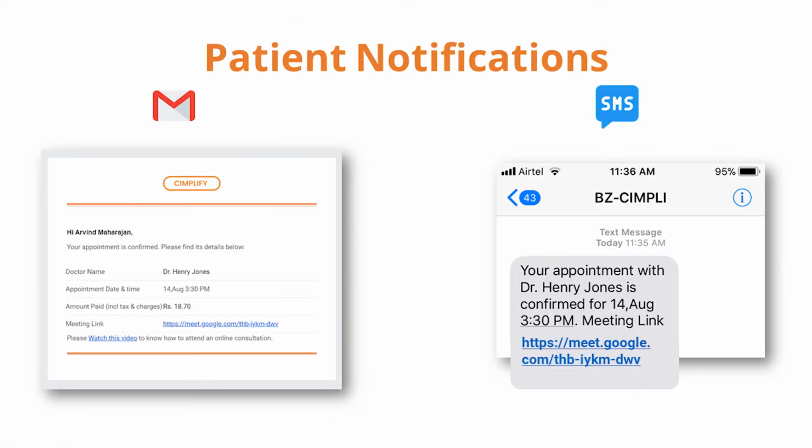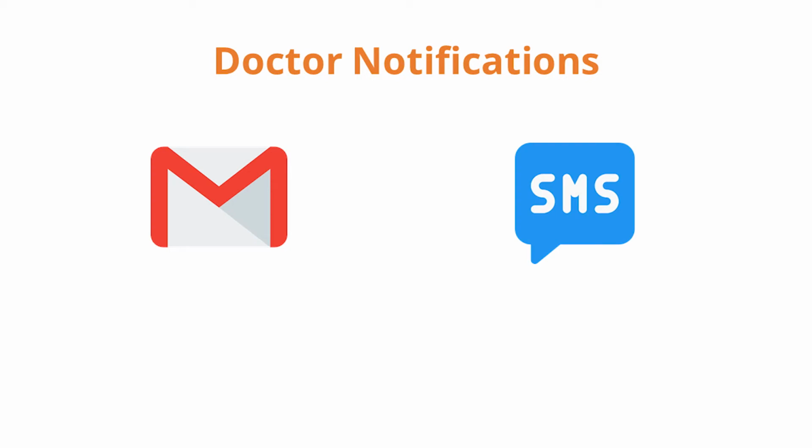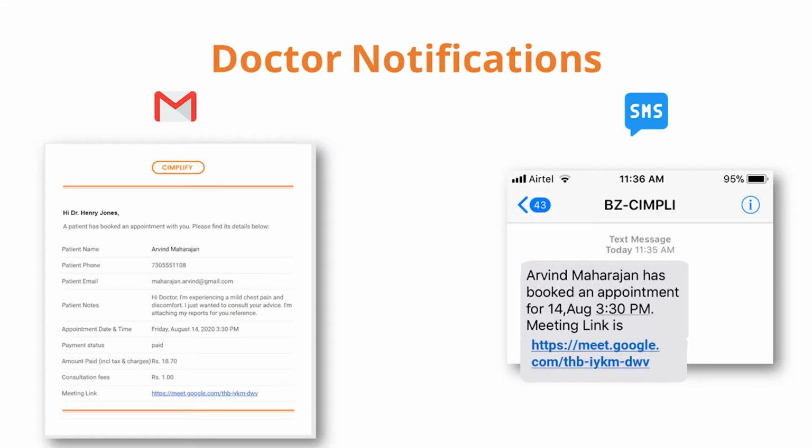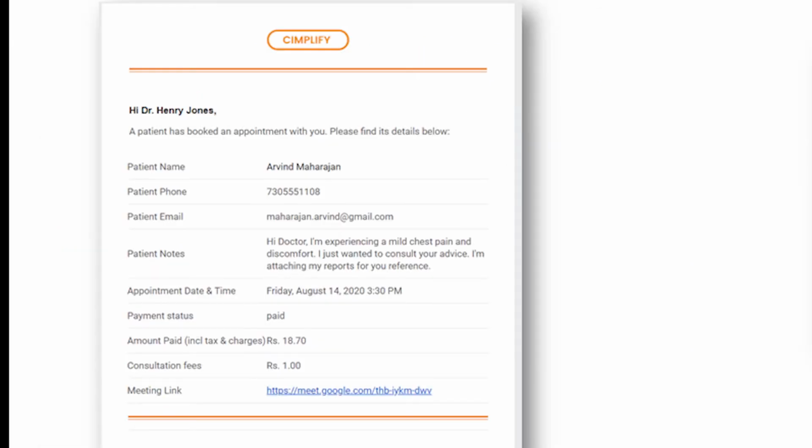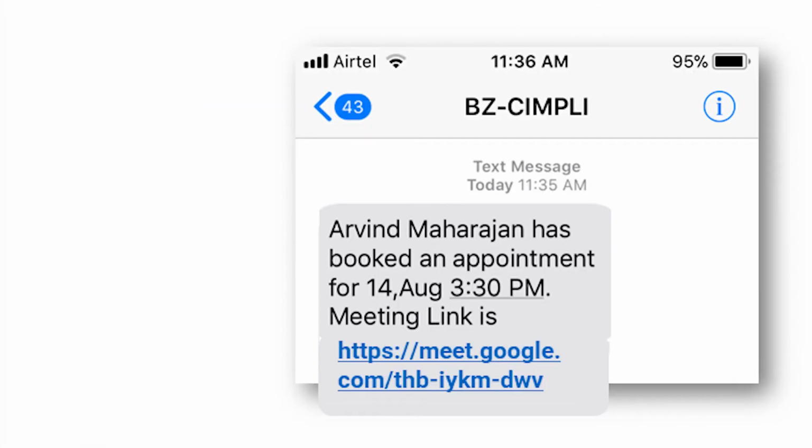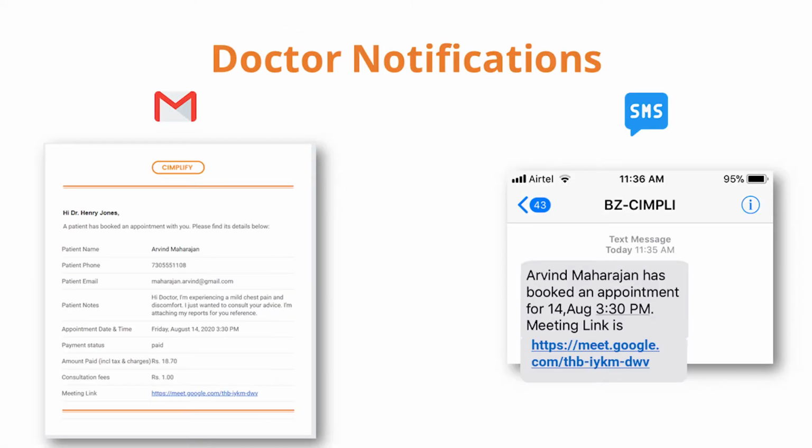Similarly, the doctor also would get a notification both on email and on SMS. The doctor's email notification would have slightly more information about the appointment and also the meeting link, whereas the SMS sent to the doctor would just have the date and time of the appointment along with the meeting link.